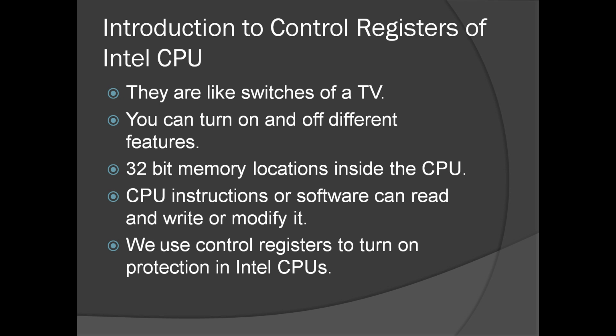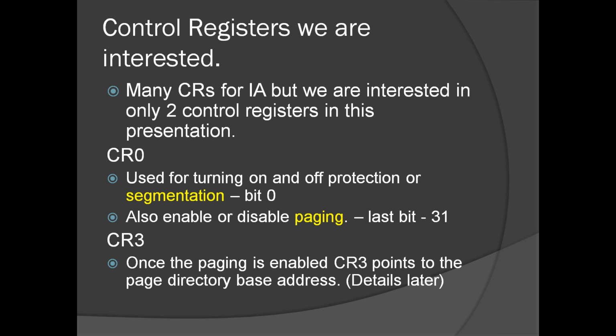They are 32-bit memory locations inside the CPU. So they are just like other registers. They are 32-bit memory locations. Just like other registers, instructions can modify those registers as well. So in the case of protection, we use control registers to turn it on and off, as we're gonna see later. So following are the control registers we are interested in this particular presentation.